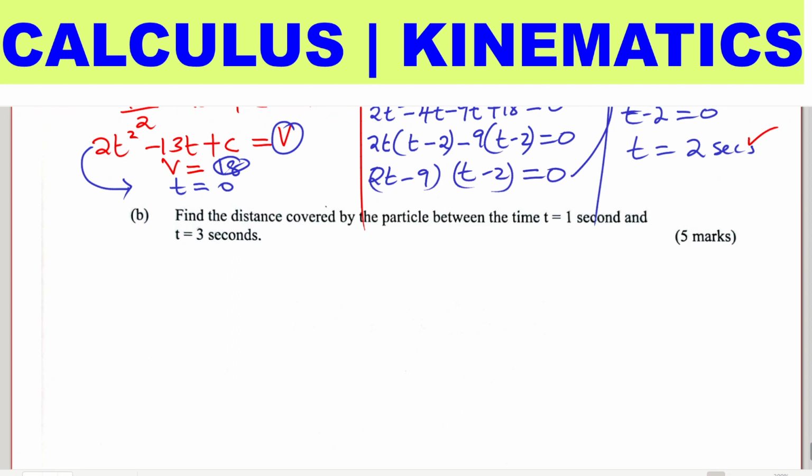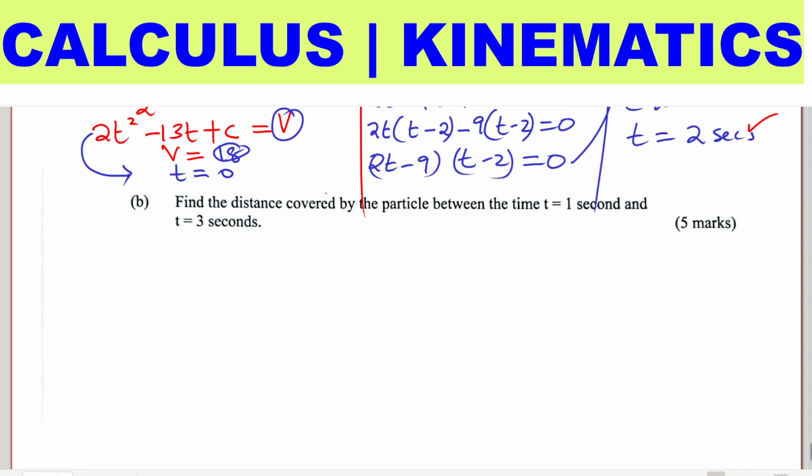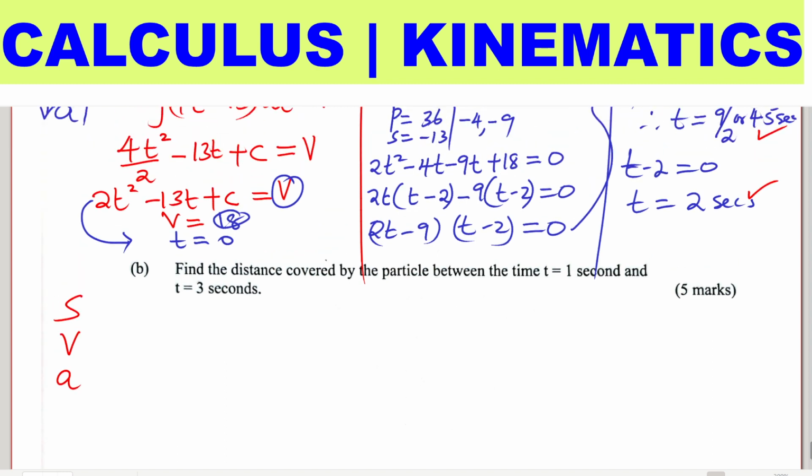Now part B: find the distance covered by the particle between t equals 1 second and t equals 3 seconds. We need to get the distance. So let me go back here where we have s, v, a. Already we have the expression for velocity, and now we need to get the distance. You can see we are moving upwards here, so in order to get distance given velocity, we are going to integrate velocity with respect to t, and that will give us distance.